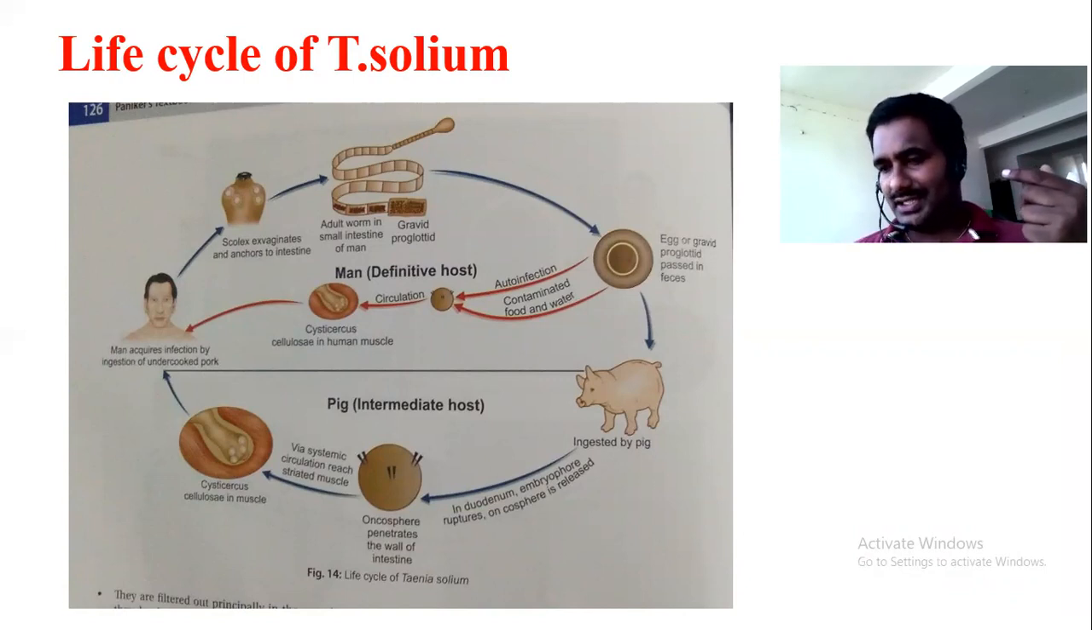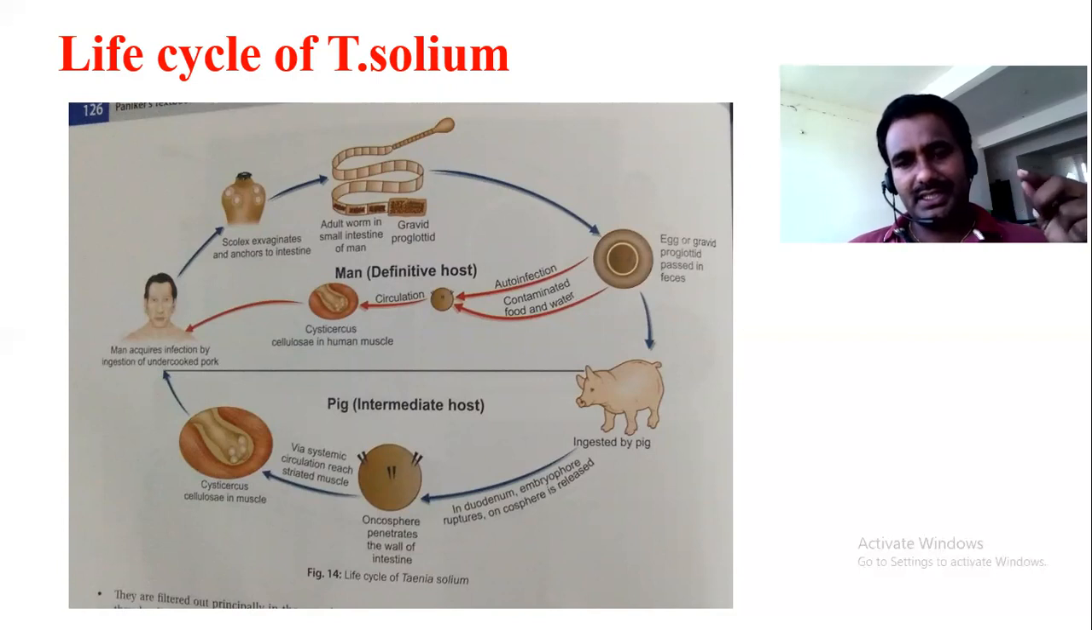So the person who is harboring the adult worm can auto infect themselves, either by unhygienic personal habits or by reverse peristalsis of the intestine. The person may get the infection through contaminated food or water, and then it enters into the circulation. These eggs will further develop into cysticercus cellulosae in human muscle, so the human gets the infection. So this is the auto infection path.